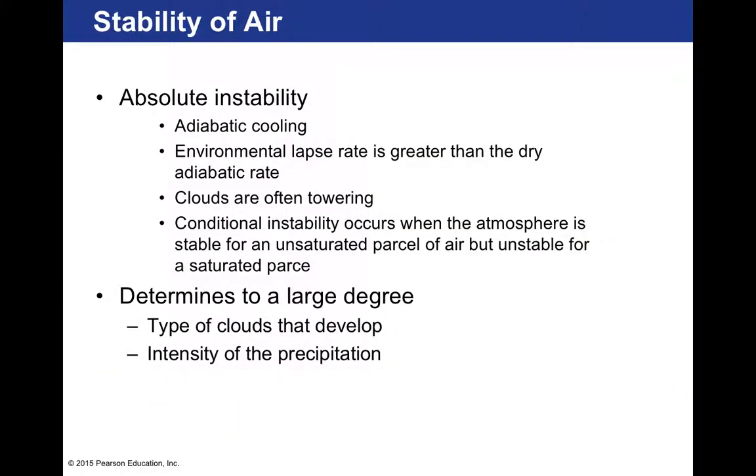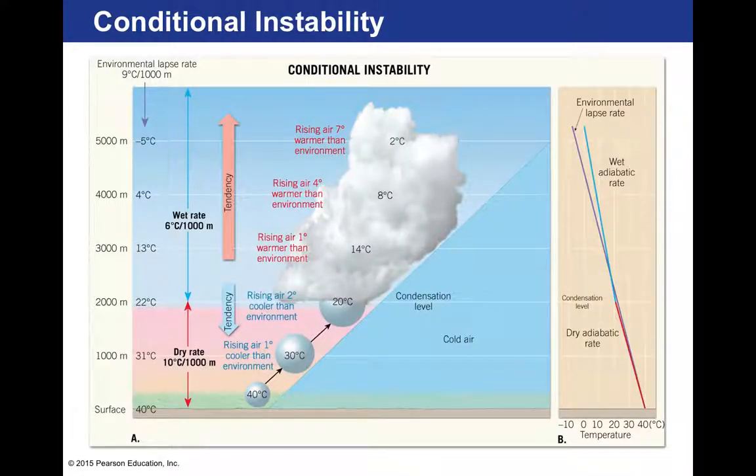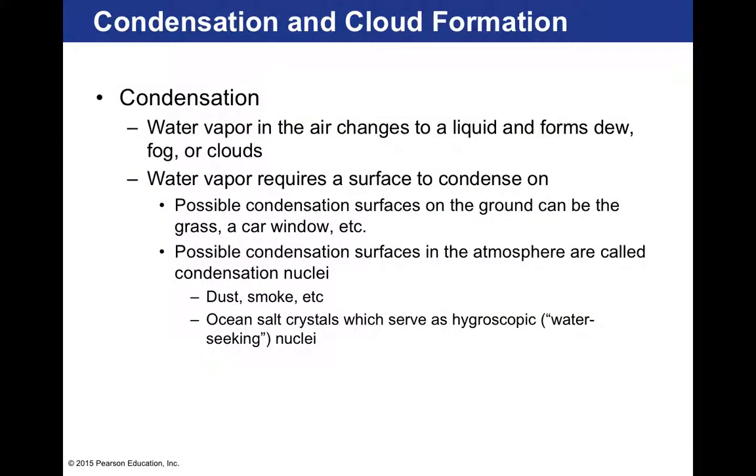So when we have absolute instability, we have adiabatic cooling. The lapse rate is greater than the dry adiabatic rate, and clouds are often towering when this happens. There is one type of instability called conditional instability, and this occurs when the atmosphere is stable for an unsaturated parcel of air, but unstable for a saturated parcel. This determines to a large degree the types of clouds that develop and the intensity of the precipitation. And this is another graphic showing you conditional instability.